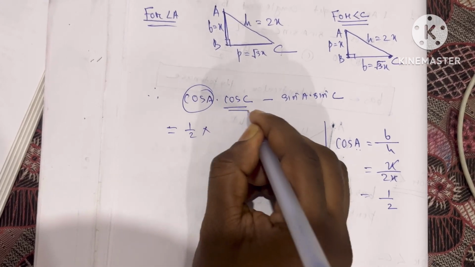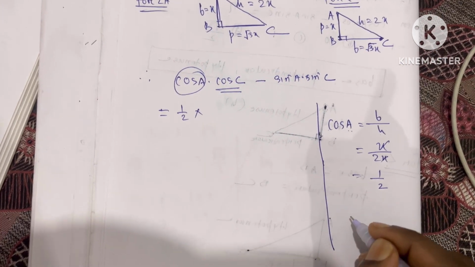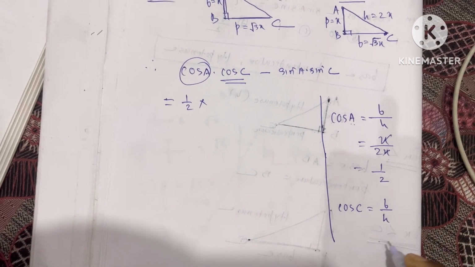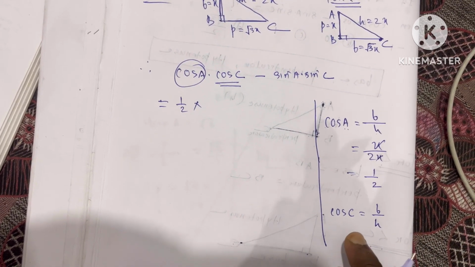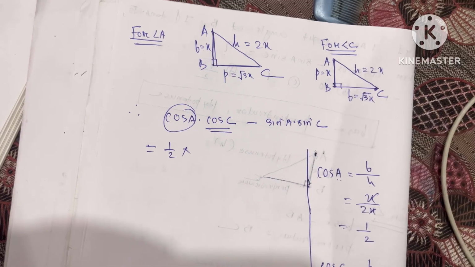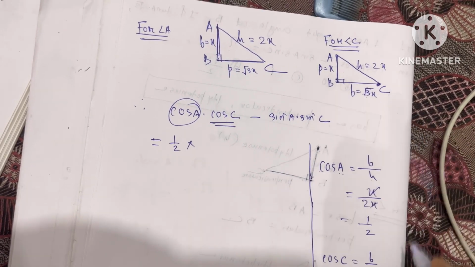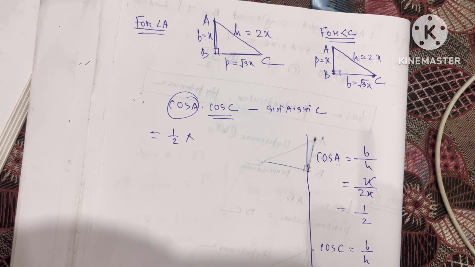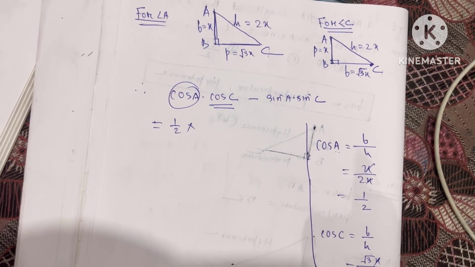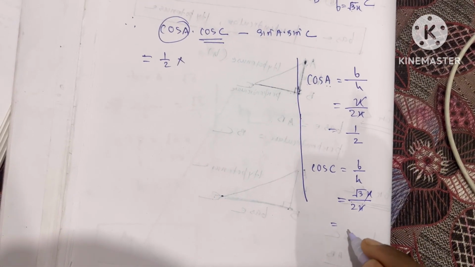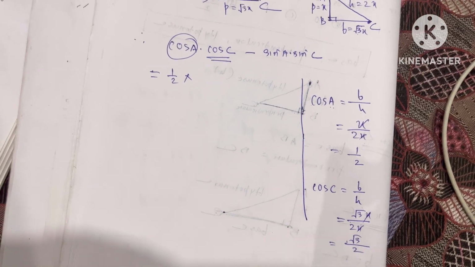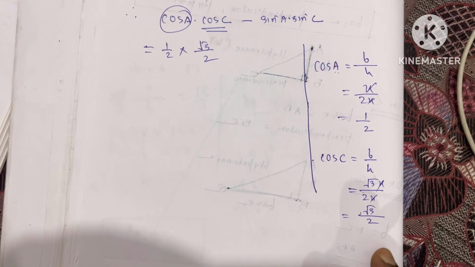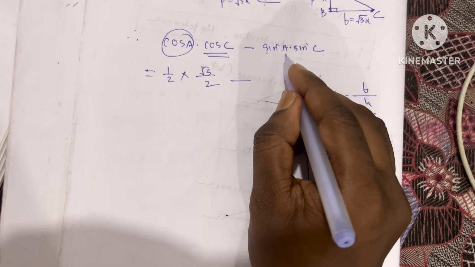And cos C. So find the value of cos C again. Cos means base by hypotenuse. But for finding the value of cos C, you have to consider this triangle. So now the value of base is root over 3x, and the value of h will be 2x. x cancels, so cos C will be root over 3 by 2. So in place of cos C, I can write root over 3 by 2. Yes or no?